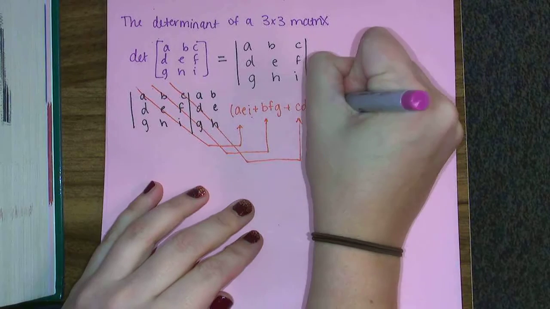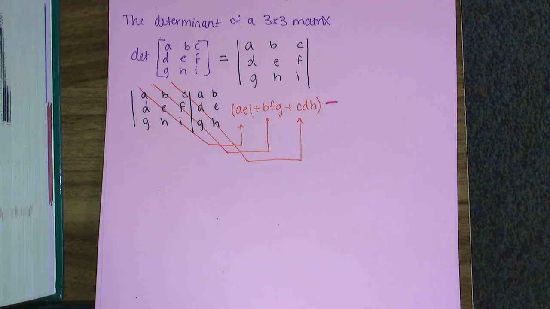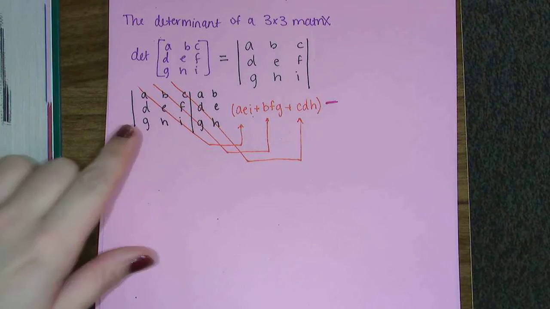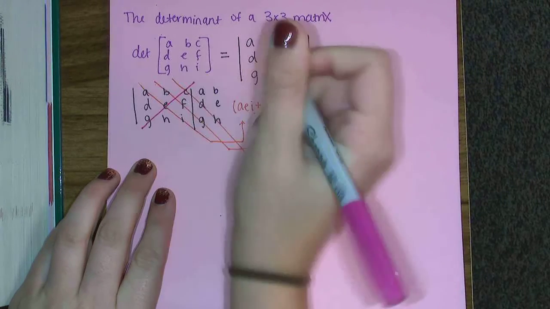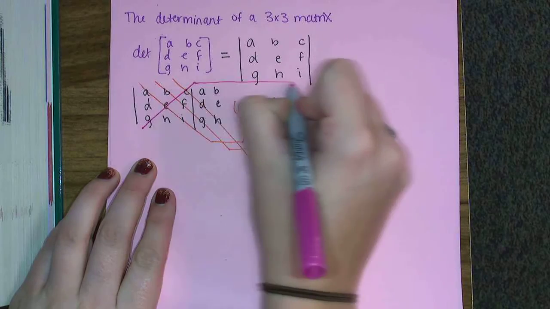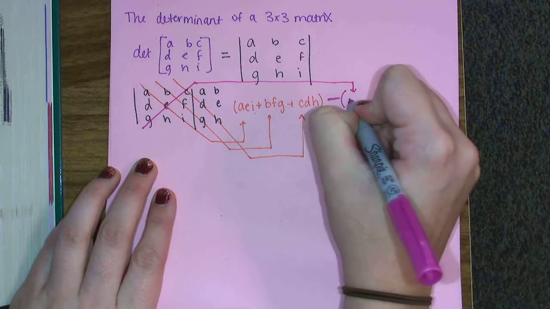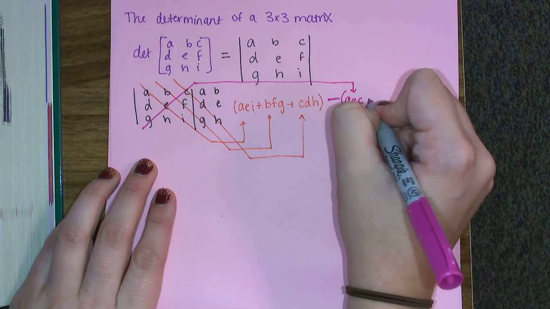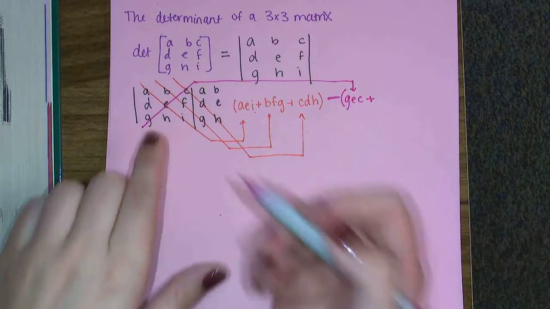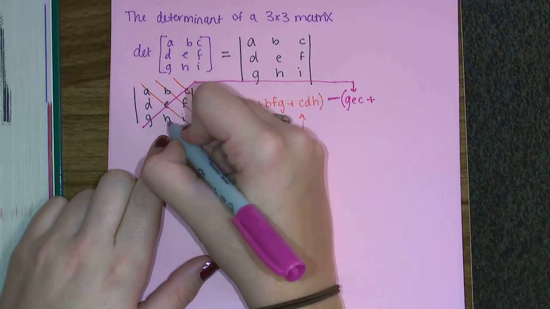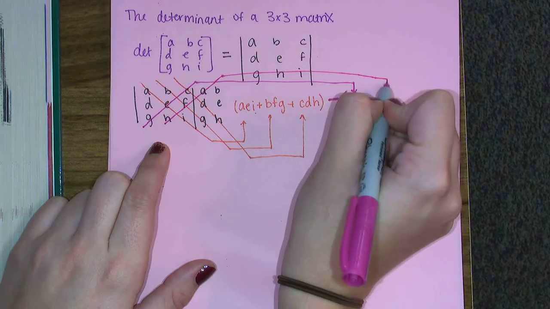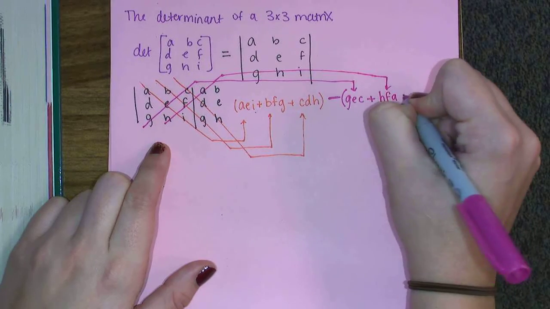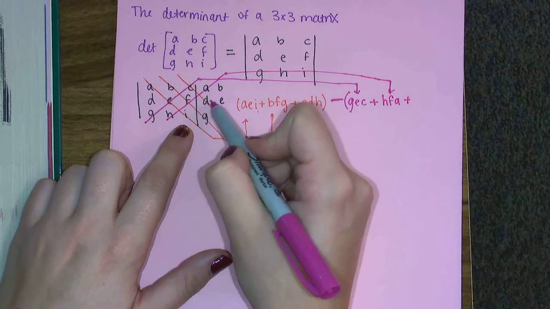So now minus, okay, that's important. This is a minus sign. Now I'm going the other way. I'm going GEC. Now it's pluses inside the parentheses. So now I'm going to go HFA. Plus, now I'm going IDB.